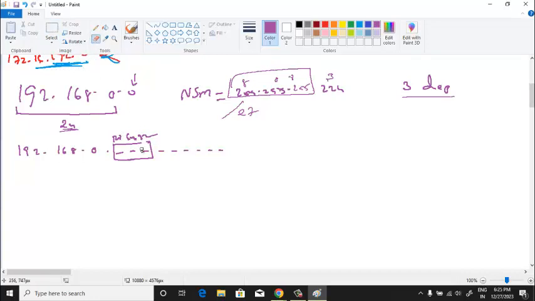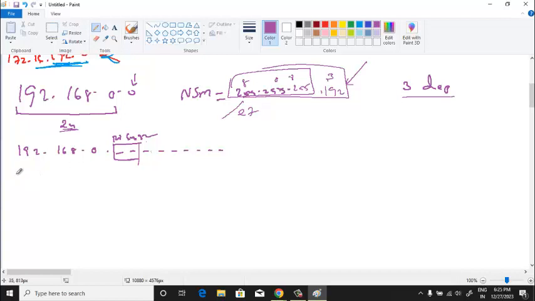So we are not taking this 3rd bit, which means 192 here. Correct or not? 128 plus 64. So a subnet mask may also end with a number. It need not always be 0. You understand? Subnet mask need not always end with 0. Next.